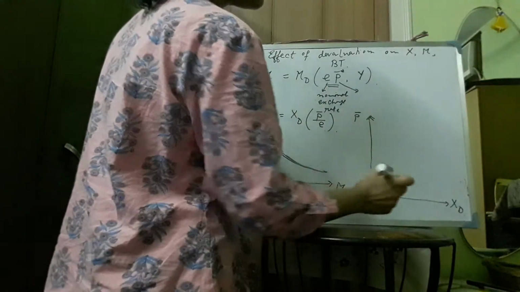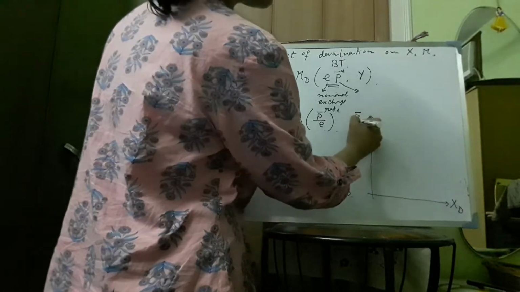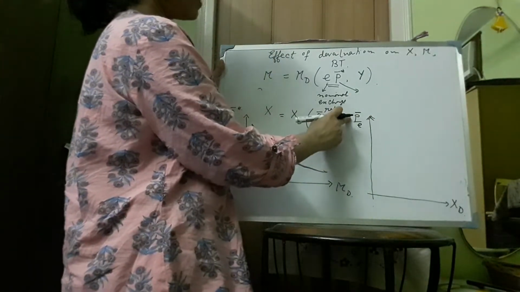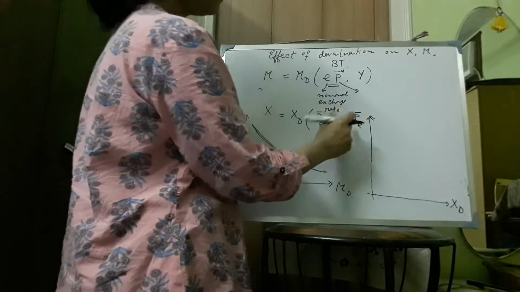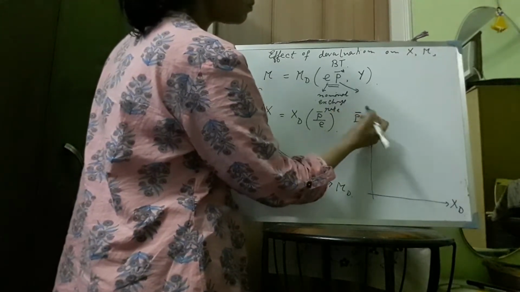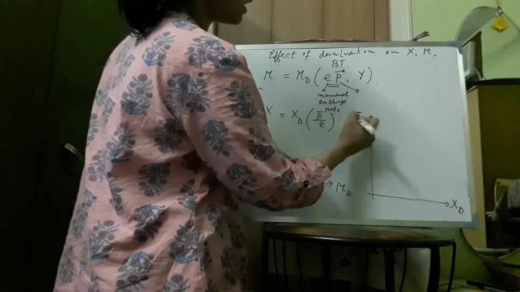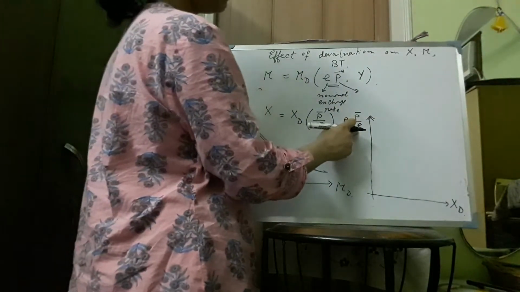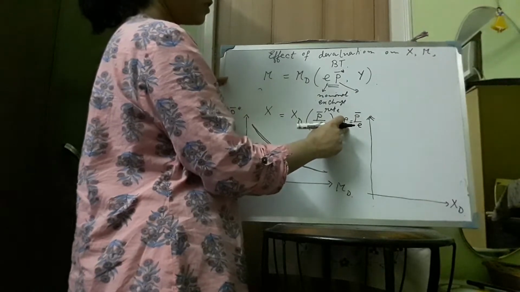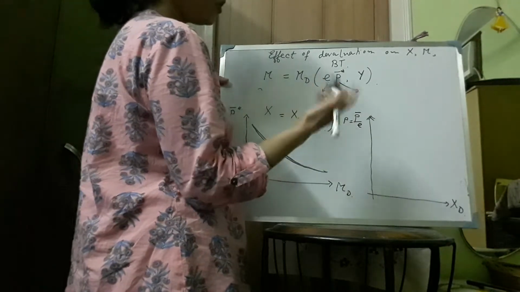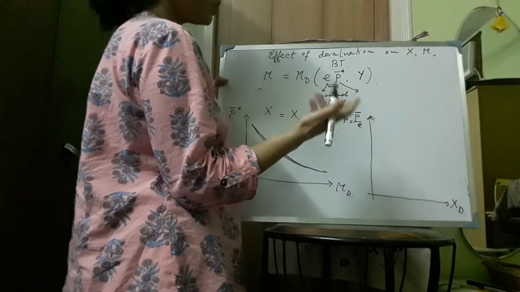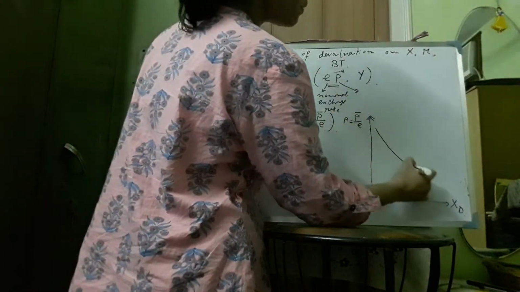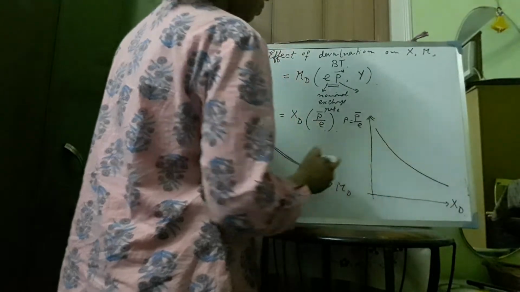So here we are considering the export demand schedule. This is P bar by E, the price of export. P bar by E can be denoted by capital P, suppose. So P is equal to P bar by E. This is the price of exportables. As the price of exportables increases, demand for export will decline. So the export demand schedule is also a negative slope schedule.